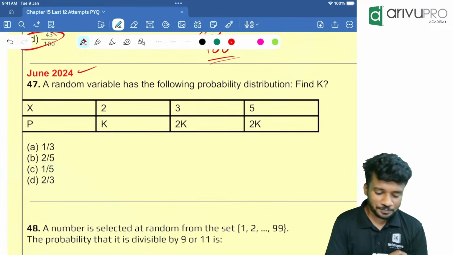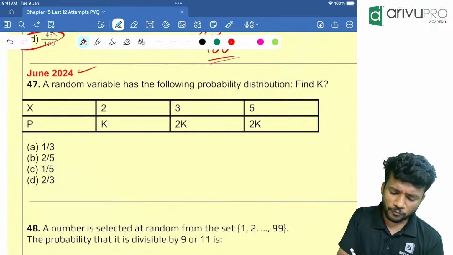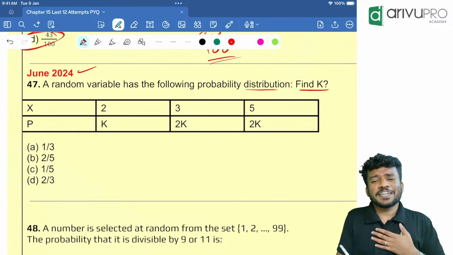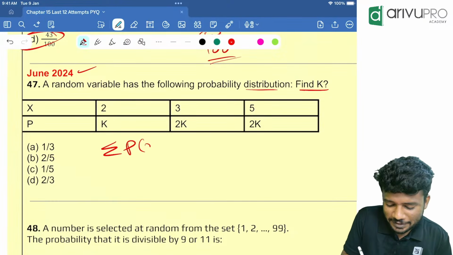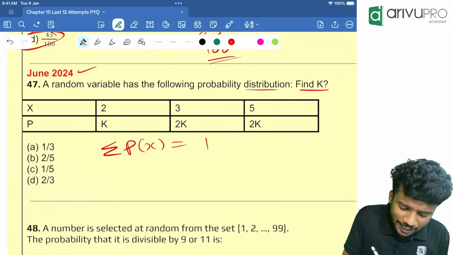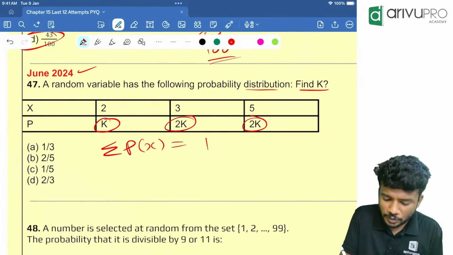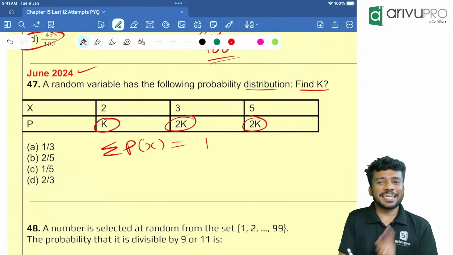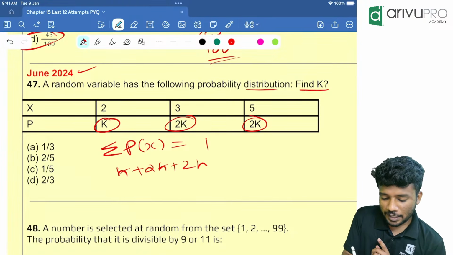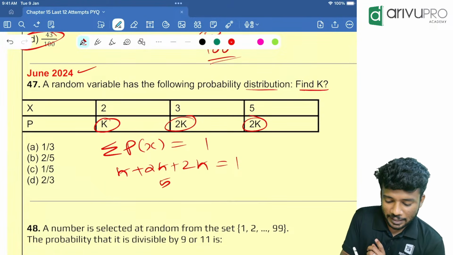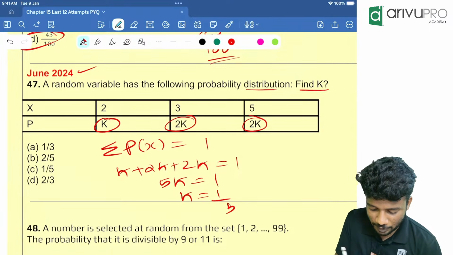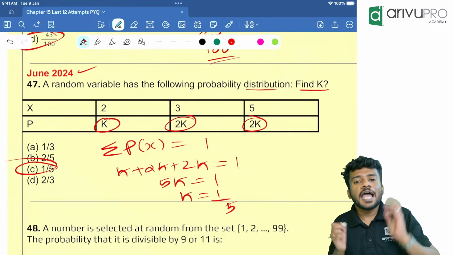June 2024. A random variable has the following probability distribution. Find the value of k. Another easy question. We know that sigma p of x, the total probability, is equal to 1. So, the p values are k, 2k and 2k. That means k plus 2k plus 2k is equal to 1. That means 5k is equal to 1. K is equal to 1 divided by 5. Option C is your answer.